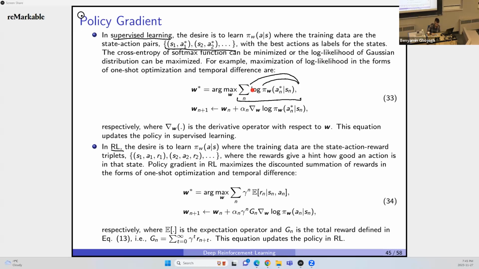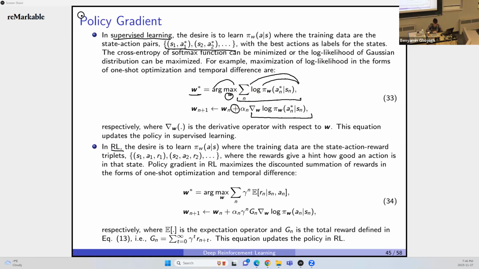Anyways, so we use logarithm of this, log, and the summation of them over n, right? This was basically logarithm of multiplication, which became summation of logarithms. Then argmax of that with respect to w. It gives me w star, right? How can I maximize this? I can use gradient ascent, right? So I take derivative of this term, and this is plus because I'm using gradient ascent, right?